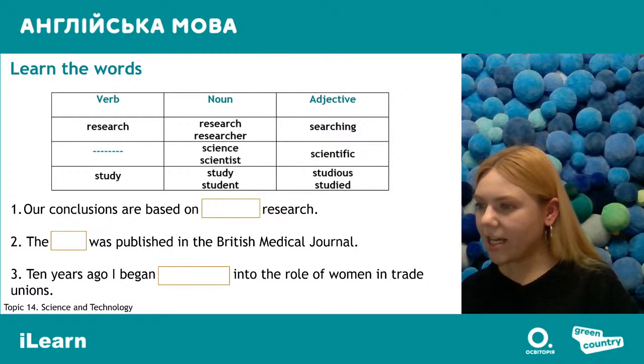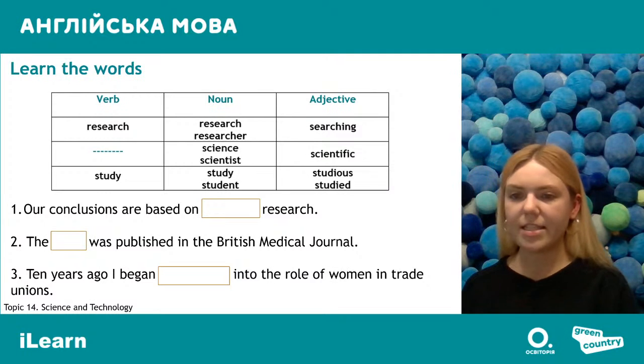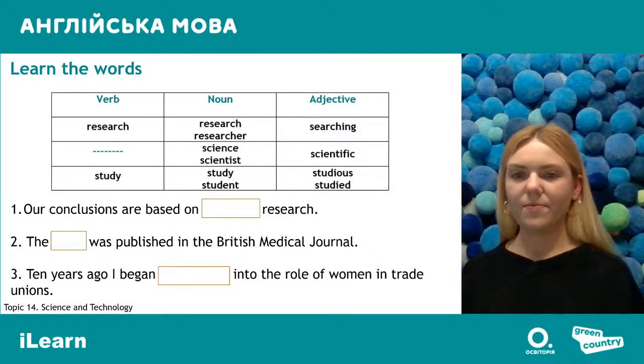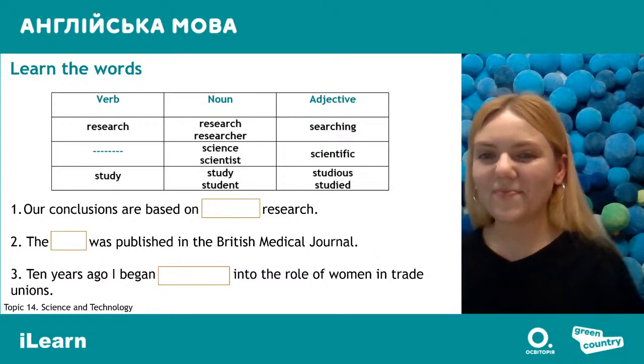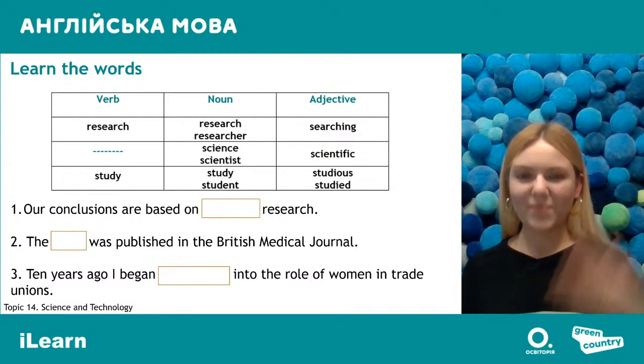I'm sorry, in the chat I have a question. What does upright mean? Upright means прямо. So I'm sitting upright. Тобто я не лежу, а сиджу прямо. Тобто тулуб перпендикулярно.